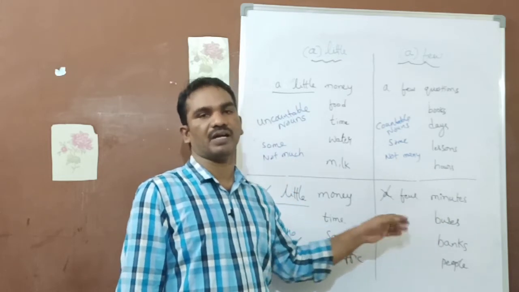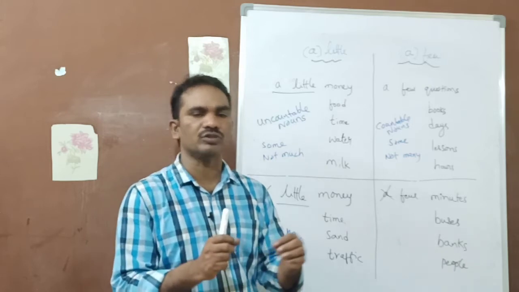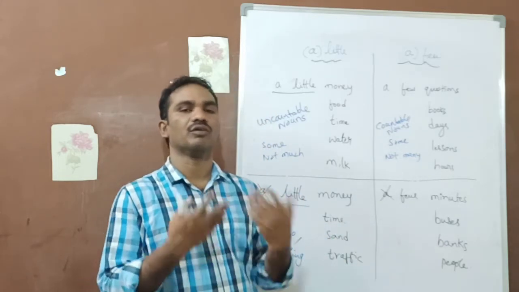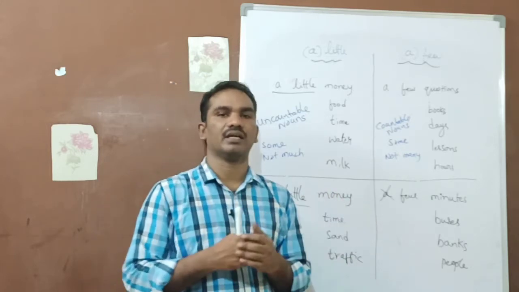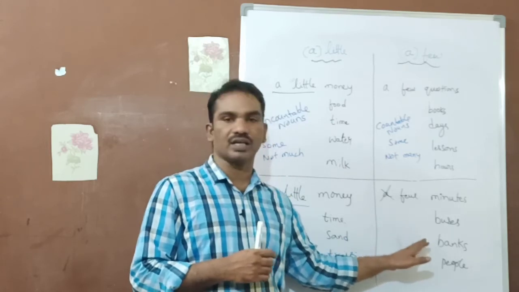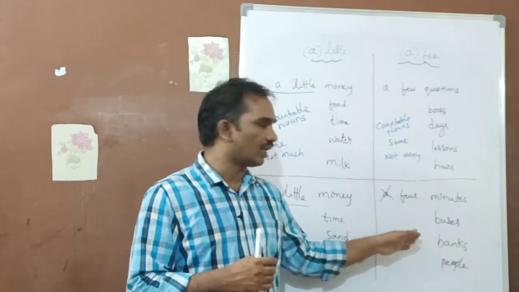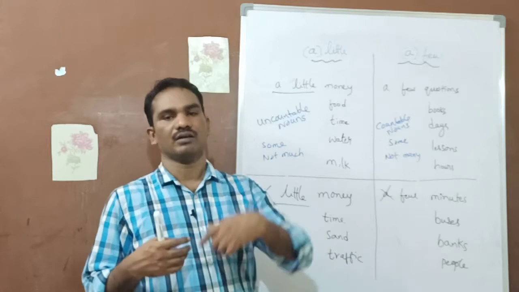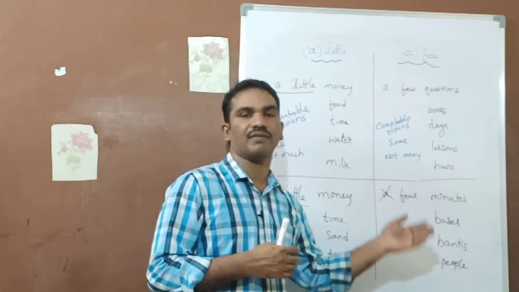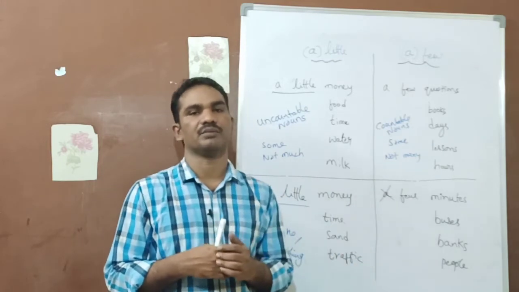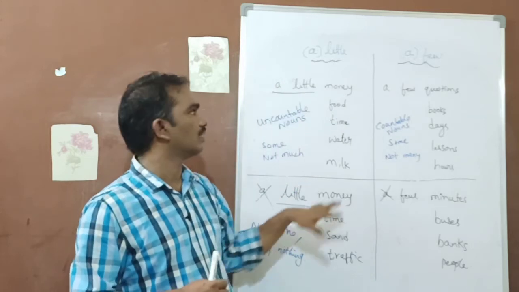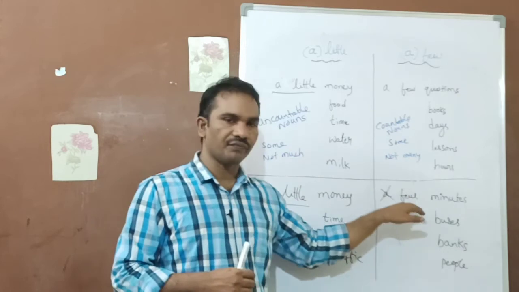In the same way, few minutes. I have few minutes to start my lesson. That means almost no time, so I have to start now. Few buses means nearly no buses. There are few buses on the Hyderabad roads. Few banks. Few banks are working on Sundays. That means almost no banks are working. Maybe one bank or 2 banks in the entire city are working. Few people. There are few people in the theater means almost there are no people in the theater. Guys, that is the difference using a little, a few, little, few.